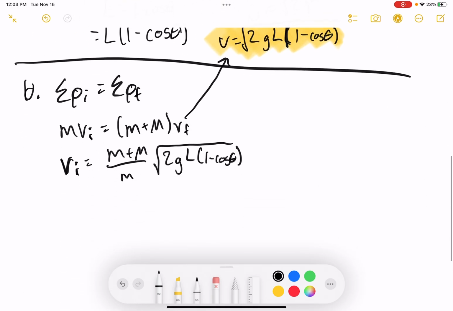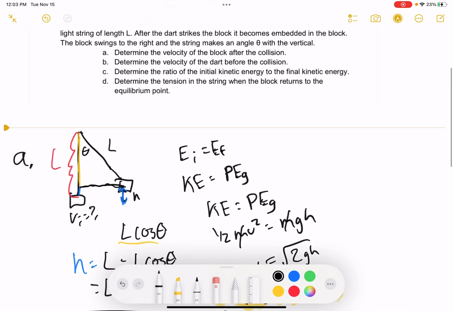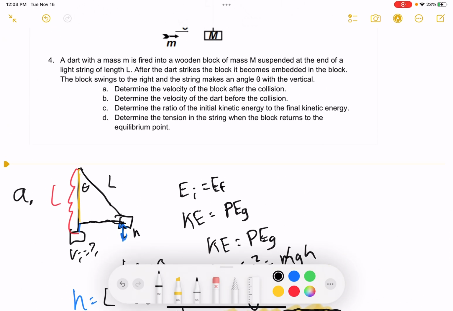Okay, let's go ahead and look at part C. Determine the ratio of the initial kinetic energy to the final kinetic energy.